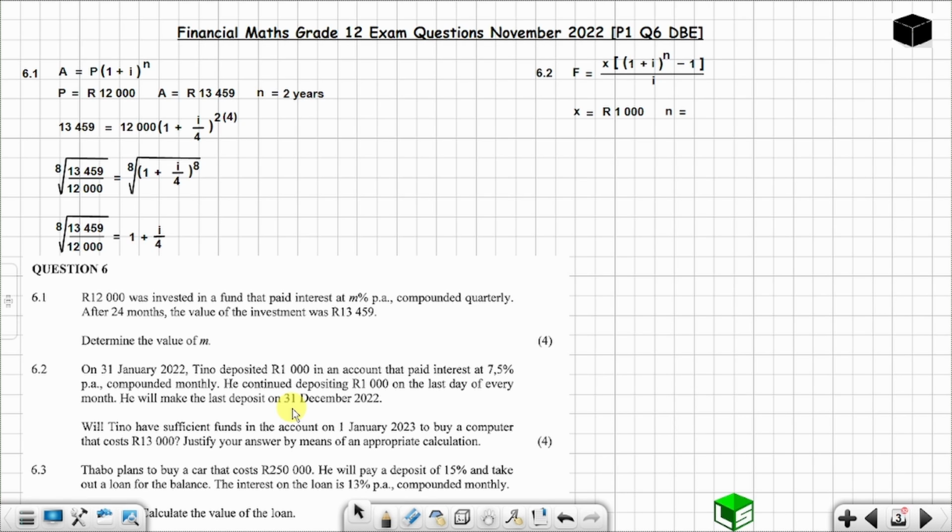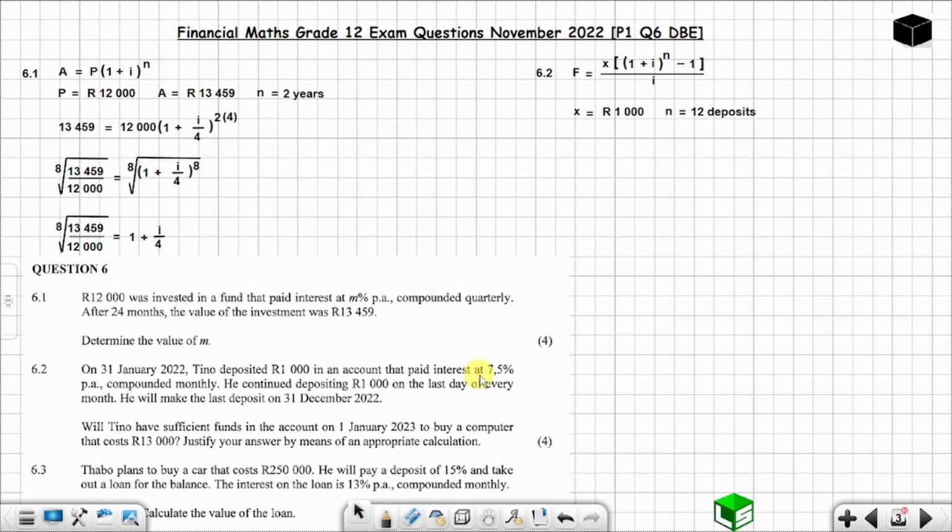You can count the number of deposits. This is easy. You really don't need to draw a timeline. You have 12 deposits, so N is equal to 12. No need to draw a timeline. Now, you're also given another piece of information.